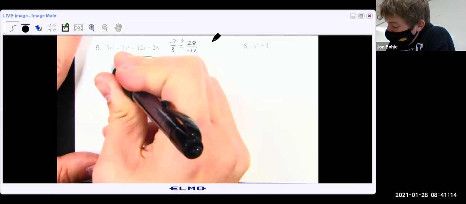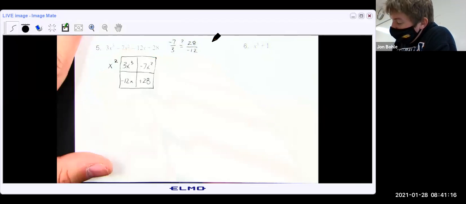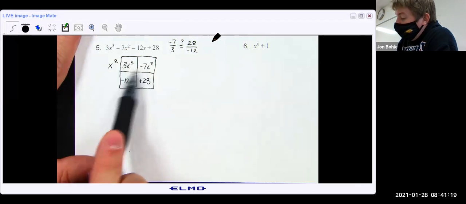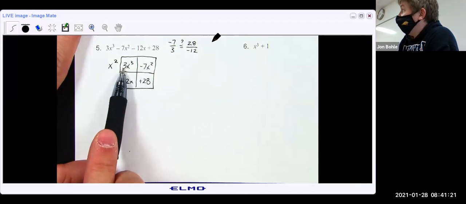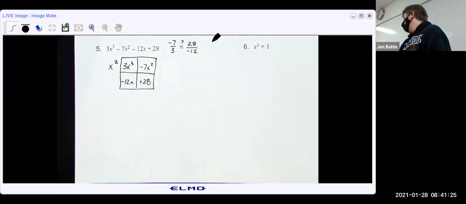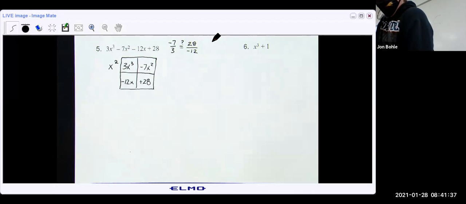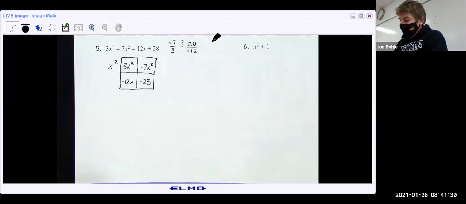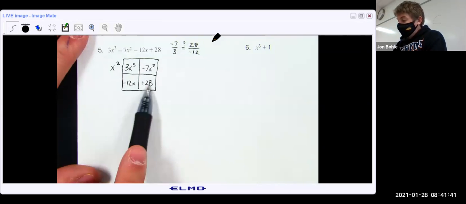Looking at 3 and 7, the only numbers that divide into 3 are 3 and 1, and the only numbers that divide into 7 are 7 and 1. So that tells me that 1 is the number. One has an x squared, one has an x cubed. That means I can take an x squared out of each one. What about here?